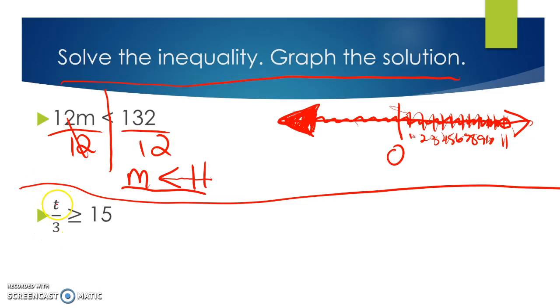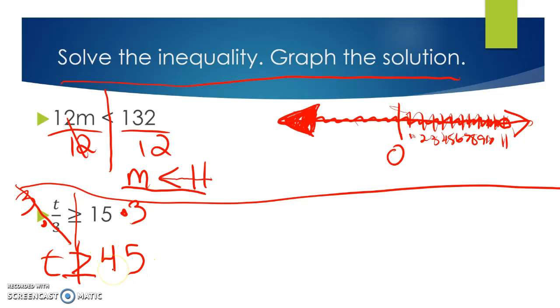All right. This one, we're doing division. So the opposite of division is multiplication. We have t divided by 3, so we have to multiply by 3. That gets rid of that there and leaves just t. Multiply by 3 over here. We get t is greater than or equal to 45. So this is the first part of our answer: t is greater than or equal to 45. Whatever t is, it's got to be greater than or equal to 45.